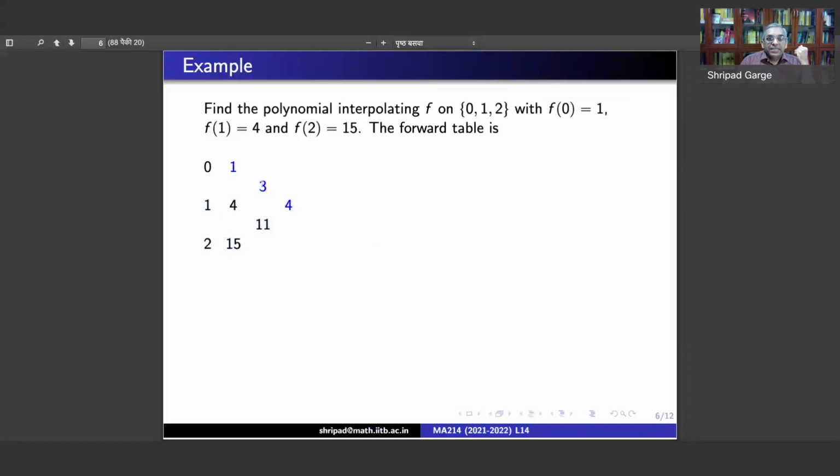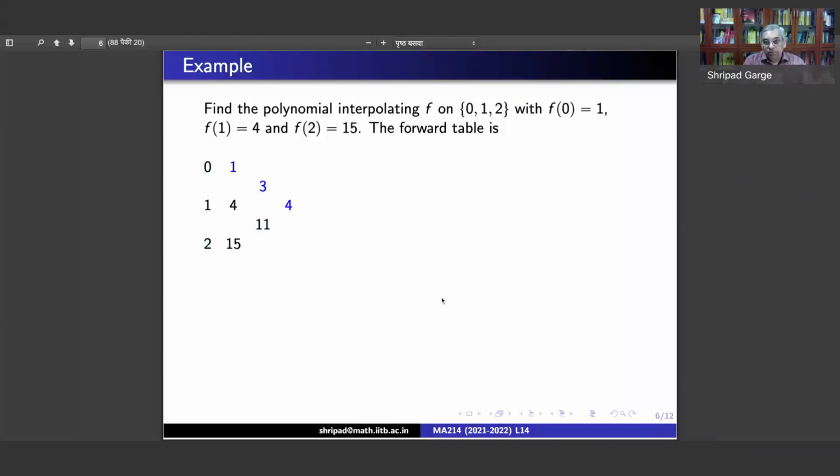This is the divided difference f x naught x1, which is obtained by taking 4 minus 1 upon 1 minus 0. Or you may think of it as 1 minus 4 upon 0 minus 1. You are going to get the same number. And 11 is obtained by looking at 15 minus 4 upon 2 minus 1. Then finally 4 is obtained by, as I told you, starting this triangle from this point and it hits 3 and 11. You take the difference of 3 and 11 in some order and then divide by the difference of the nodes. If you take 11 minus 3, that would be 8. You have to divide that by 2 minus 0, which gives you the value 4.